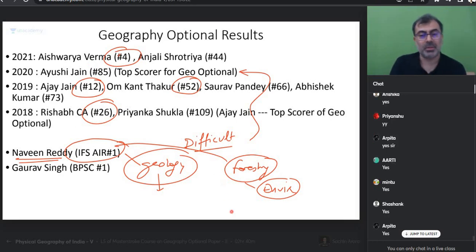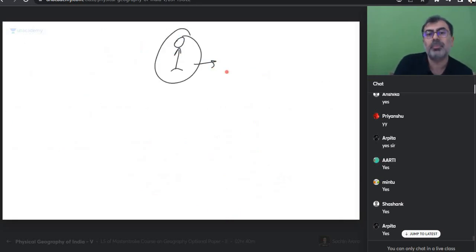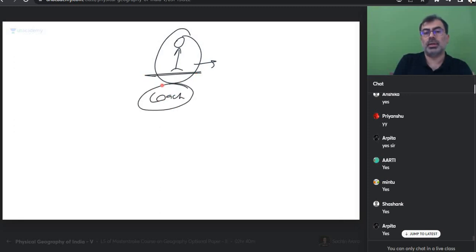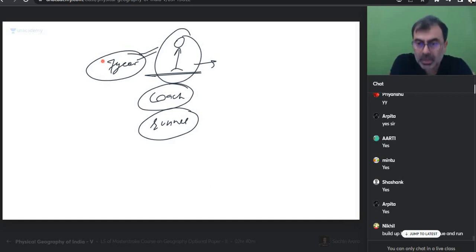Achha, tell me everyone. There is a boy. He wants to be a good racer. He goes to a coach and he wants to be a runner. Young boy, maybe 7-year-old. The coach says, okay, I'll train him to be running. What should the coach tell him to do? Quickly. So build up muscle, technique and run.